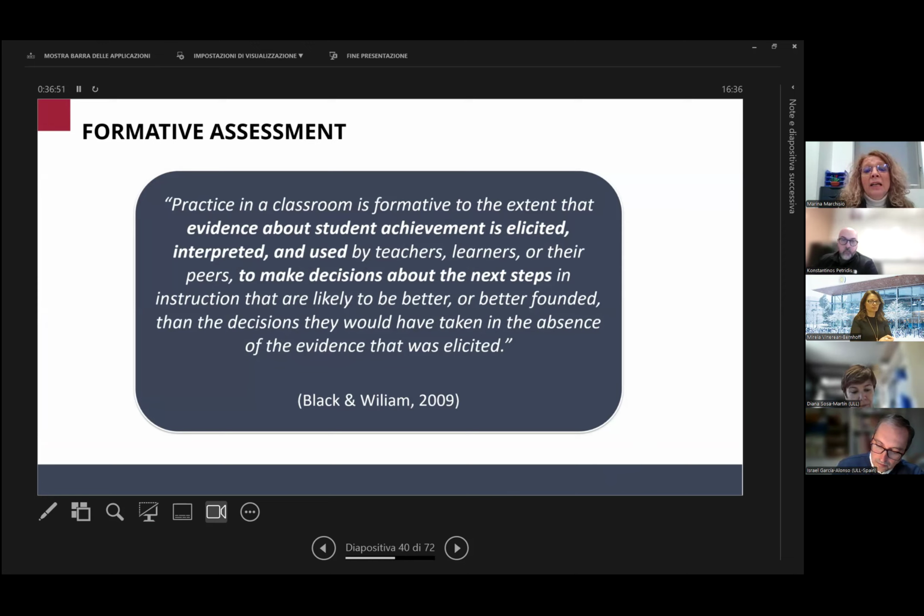If I use this didactic methodology, it means that the teachers and the learners can make a decision about the next steps using what? Using the evidence about the students' achievement during the activities. This didactic methodology is fortunately now quite used also at university, but it is much more used in secondary school.